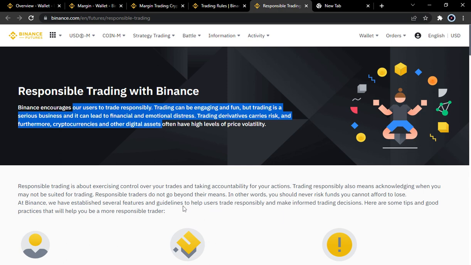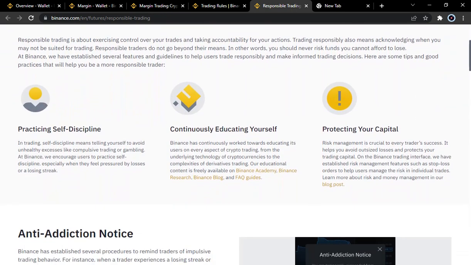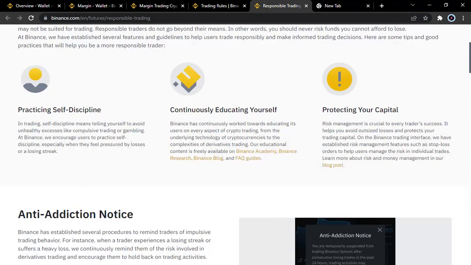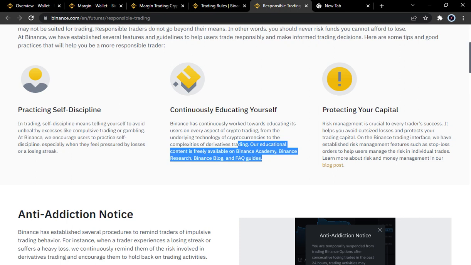Here are some good tips and practices which a responsible trader can put into play. You need to practice self-discipline when you're trading. In order to trade well, self-discipline means telling yourself to avoid unhealthy excesses like compulsive trading or gambling. Binance encourages users to practice self-discipline, especially when they feel pressured by losses or a losing streak. In a scenario where you've made lots of losses, in a bid to recover, you may want to trade on the Binance platform in order to get back your lost funds.